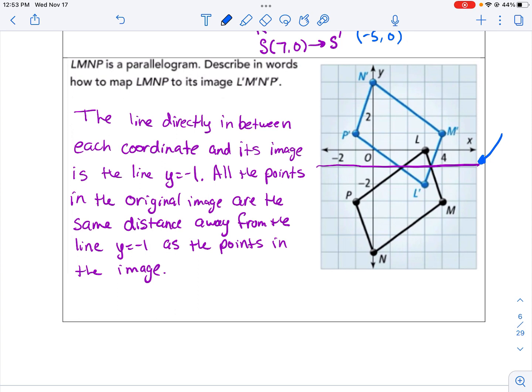So we can just pick one point and its image. So if I pick M, M maps to M prime. And if you look, that's 4 total units. Half of 4 is 2. 1, 2, so there would be your line of reflection, which is the line y equals -1.